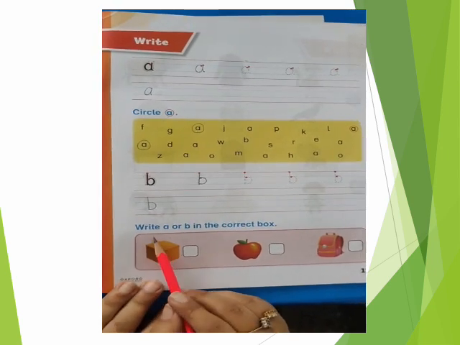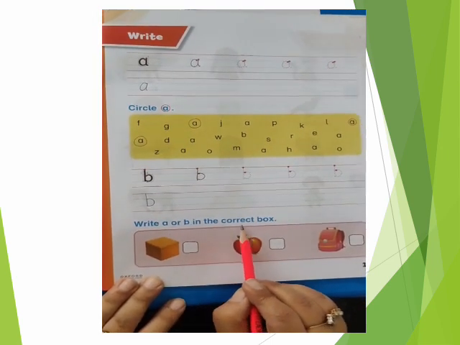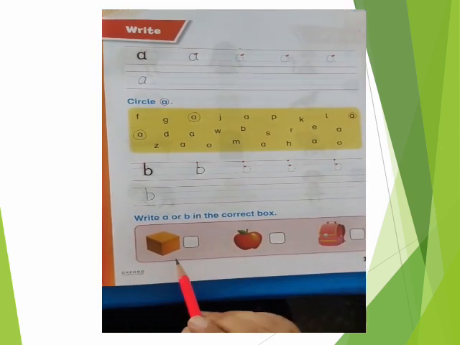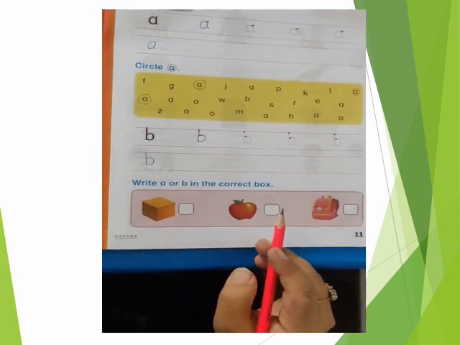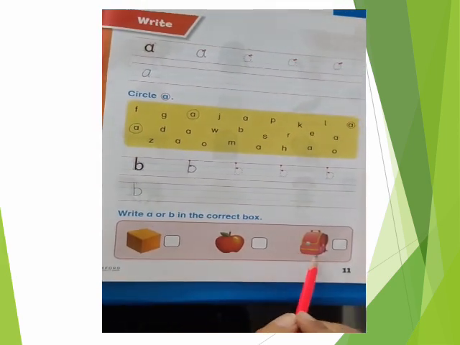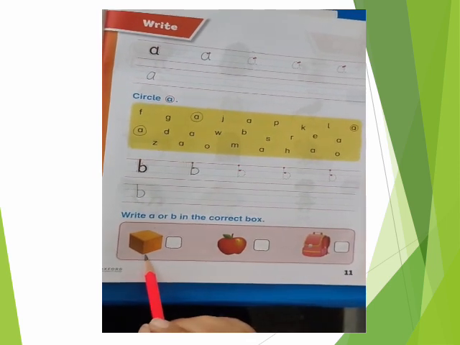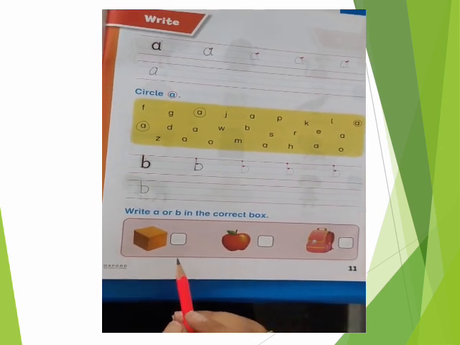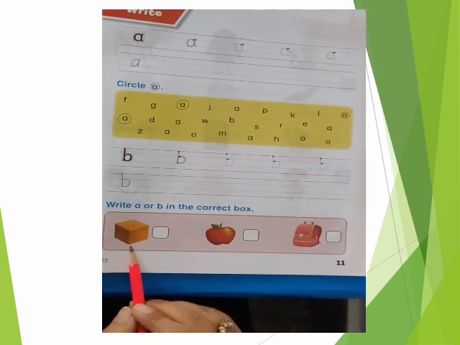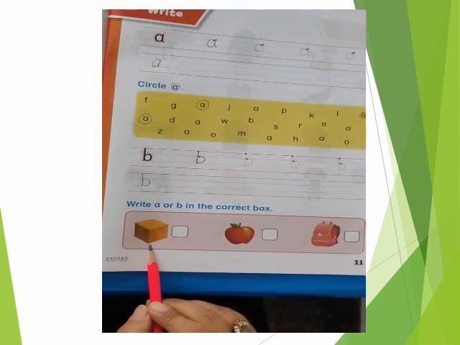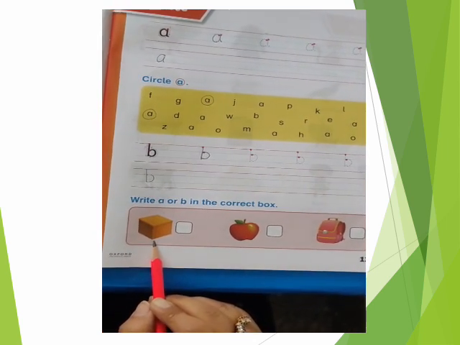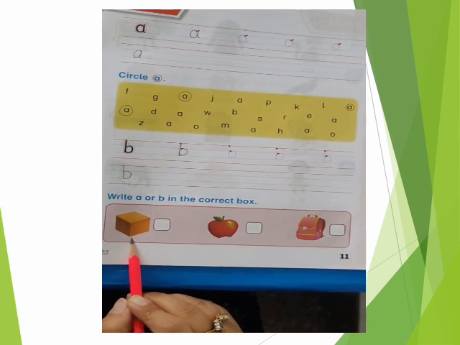Next activity is write A or B in the correct box. We have learned so many words that start with the letter A and B. Now there are some pictures which you have to recognize, from which letter they start. First picture is this. What is this? Can you see? What is this? Yes, this is a box.